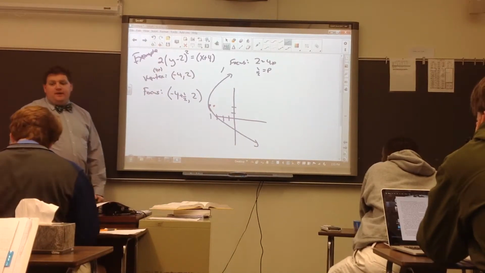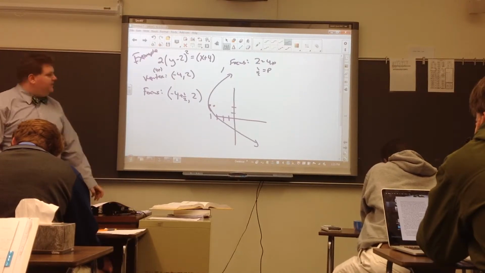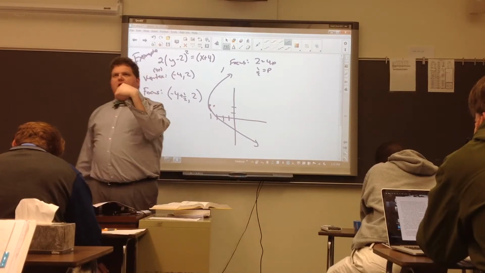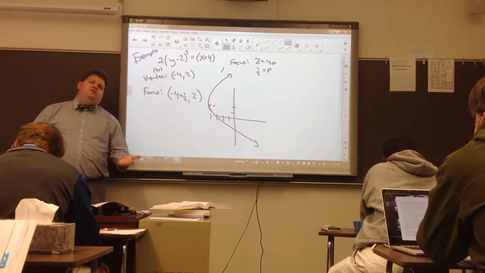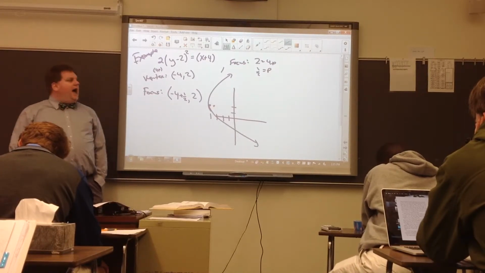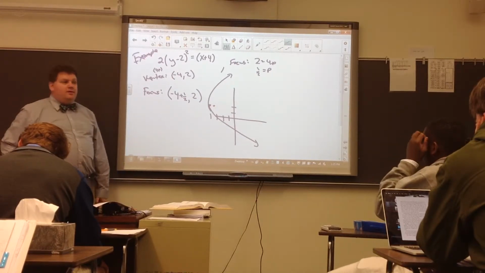Any questions? Yeah? How do you know it's horizontal? I know it's horizontal because the y's are being squared. Basically, I've written this as a function of x as opposed to a function of y. And so when you do that, everything gets shifted, so you can do this for lots of things. But for this one here, this is how it comes out to be.